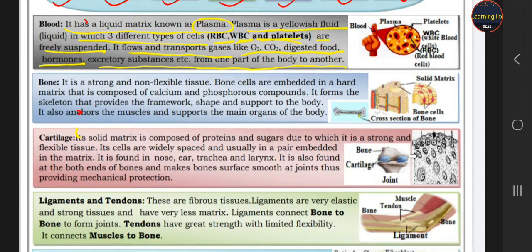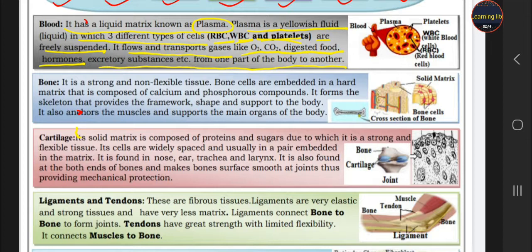Third one is platelets, and the platelets are called the blood clotters because they help in the clotting of the blood and prevent the overflowing of the blood out of the body. It helps in avoiding the loss of the blood.